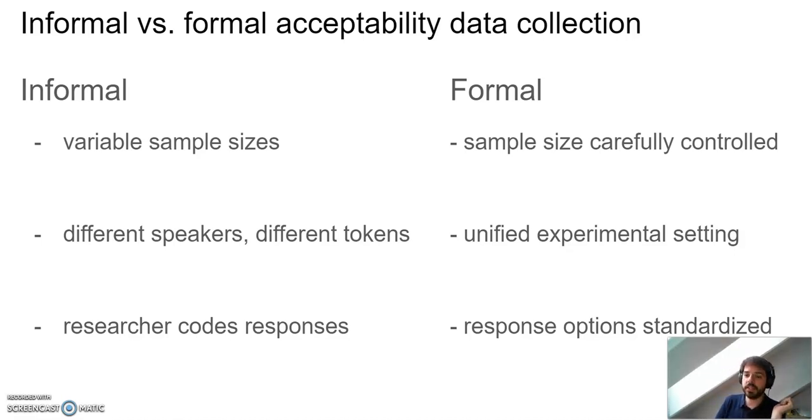So imagine collecting data just by asking around, the way I did on Facebook in this fake post. Whereas formal data collection is where I expose everyone to exactly the same experimental setting as you saw in the task that was next to the fake post. So what we get then is that in informal data collection you very often get variable sample sizes.